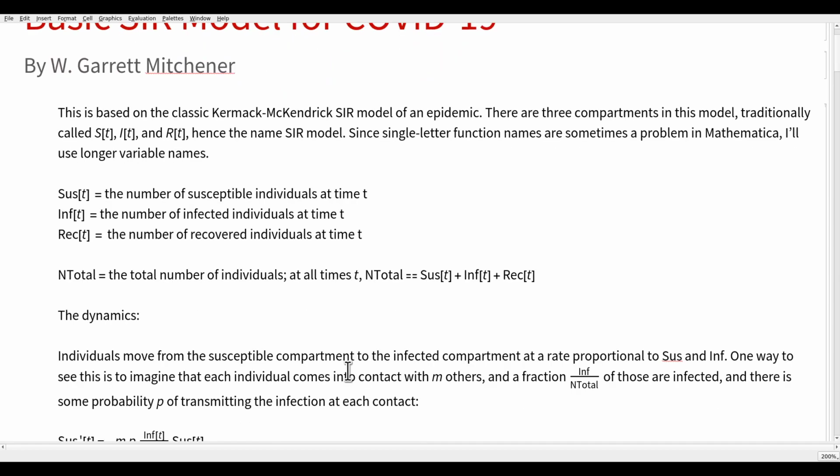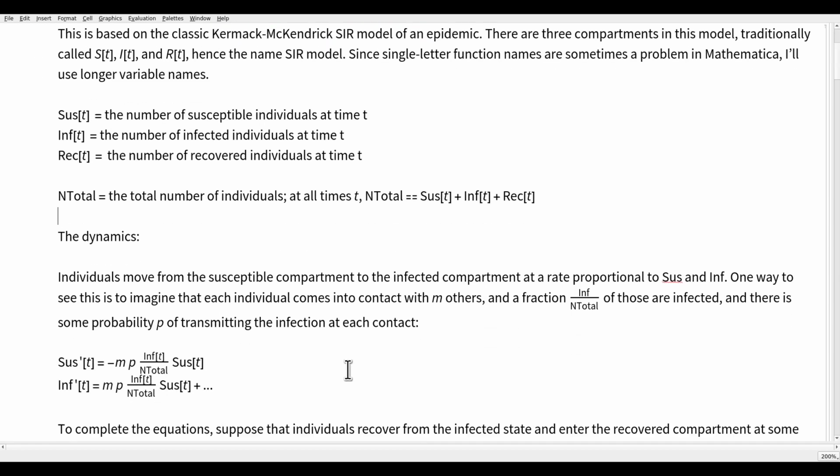Okay, so here's the dynamics. We're going to set up these differential equations, and I'll do it in 2 steps. Individuals move from the susceptible compartment to the infected compartment at a rate proportional to the number of susceptible and the number of infected individuals. A way to see this is to imagine that each individual comes into contact with m others on average. A fraction INF over n total of those are infected, and then there's some probability p of transmitting the infection at each contact.